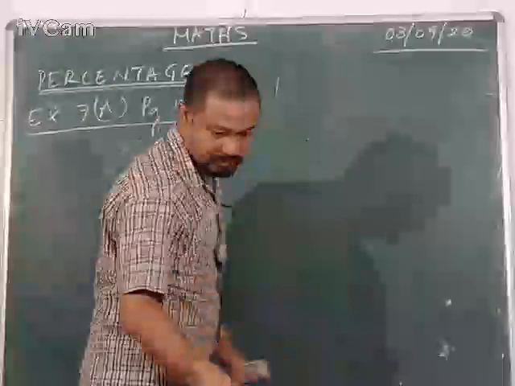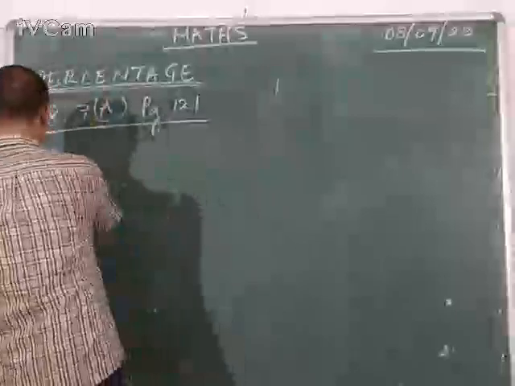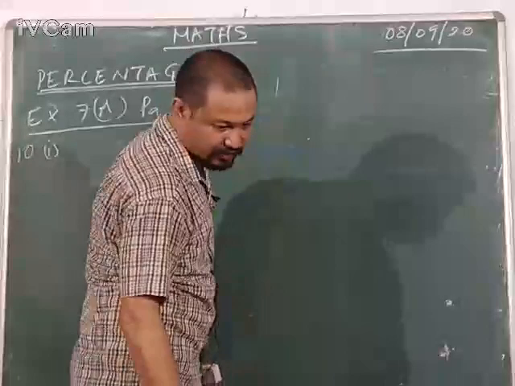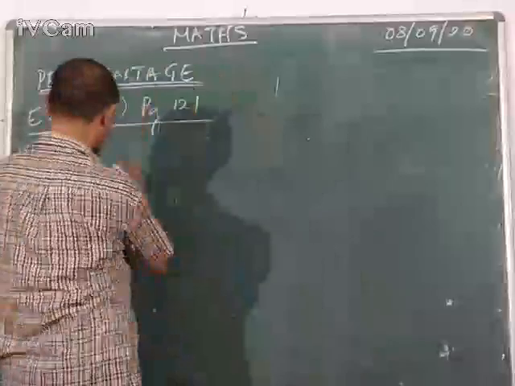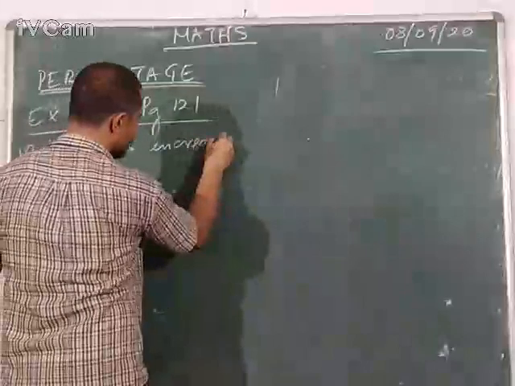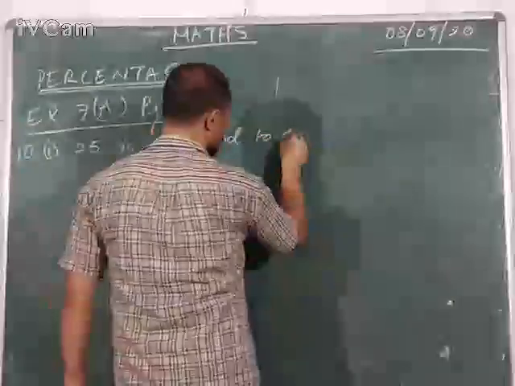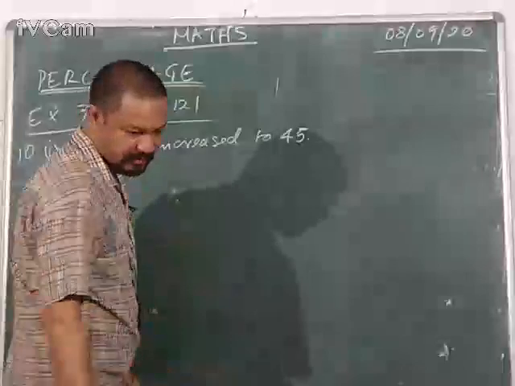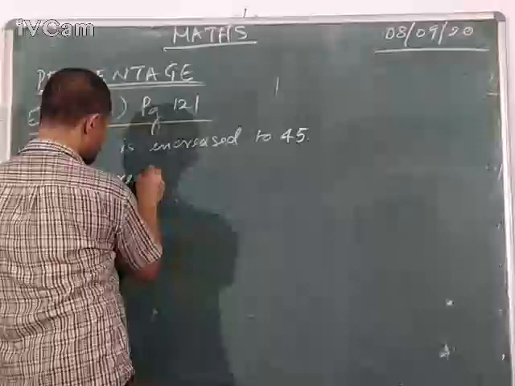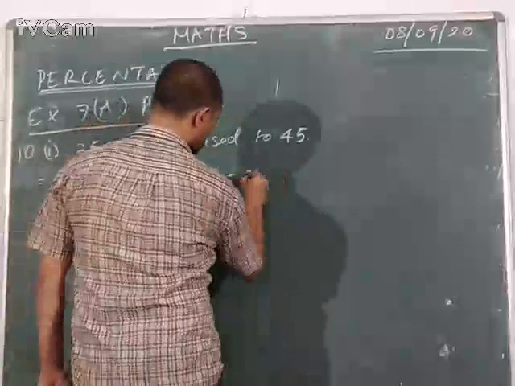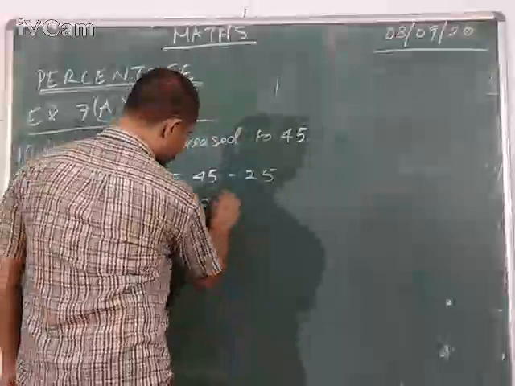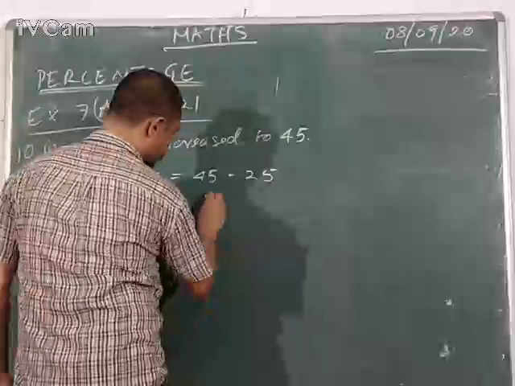Now we will be doing number 10(1). What is the percentage change when 25 is increased to 45? The steps are, first you have to find the increase. Increase is 45 minus 25. So that will come to 20.